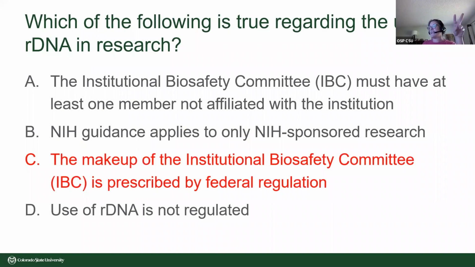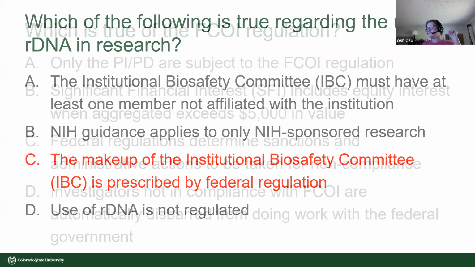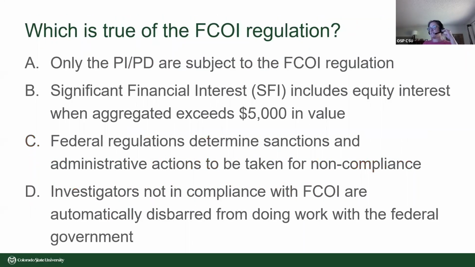And then NIH guidance: if you take one NIH research award, all of your research then has to fall under this guidance, which is true of FCOI regulation. Only the PI are subject. Significant financial interests, and that would not be a question on the exam. So I'm going to give you the answer on that one, because remember Jeff said the amounts wouldn't be on there.